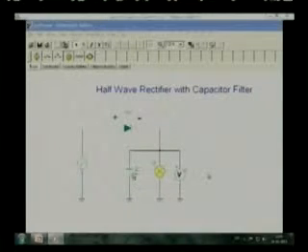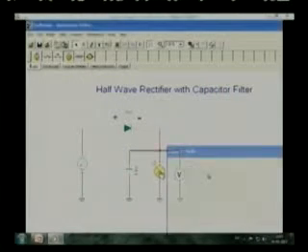We know that increasing the size of the capacitor gives us less ripple voltage. We have a smoother voltage available to our bulb. What happens when we change the size of the load?